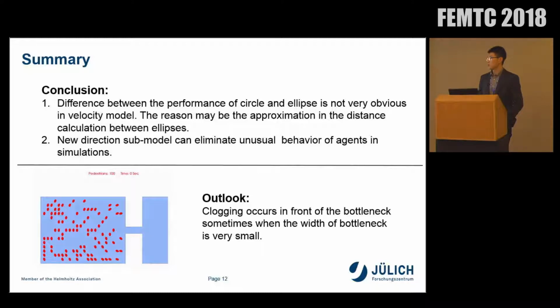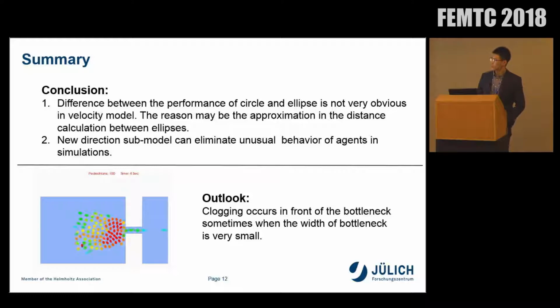But there are still some problems that need to be solved in the future. For example, please look at this video. We can find clogging occurs in front of the bottleneck. This is because the width of the bottleneck is too small. I think in this simulation it's about 0.8 meter. So we will focus on solving these problems in the future.